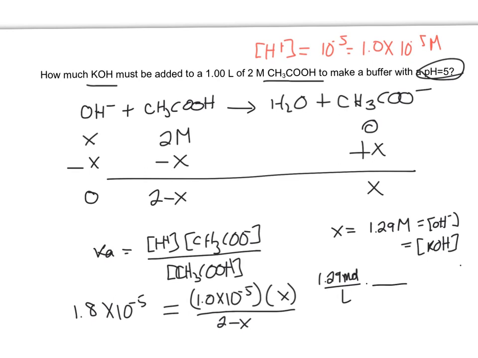I'm going to change that to grams. 56.1 grams, I believe, is the molar mass. And my buffer is 1 liter. And so that ends up being 72.4 grams of KOH.